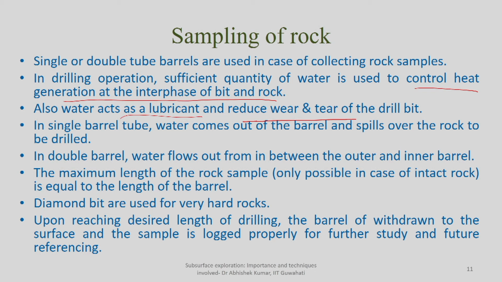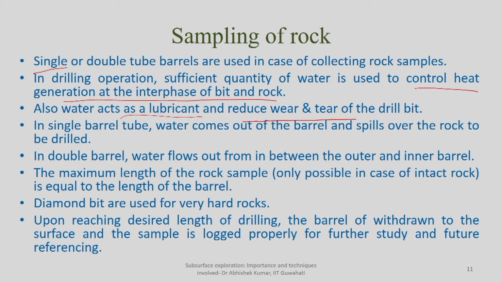In order to circulate the water, there will be a single barrel. So in a single barrel, from the only tube available, water will be passed through the drill bit, and then the same thing will continue. If you are going with a double tube barrel, water will be transferred through one tube, and the inner tube will collect the soil sample, rock sample.